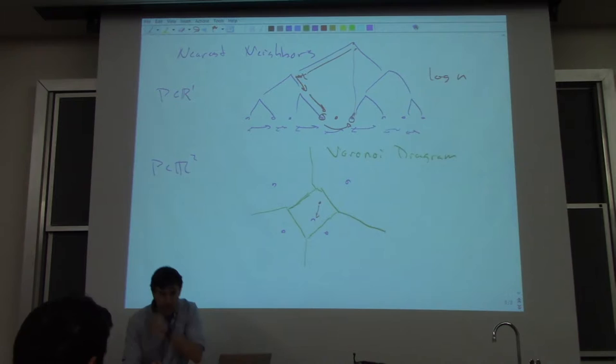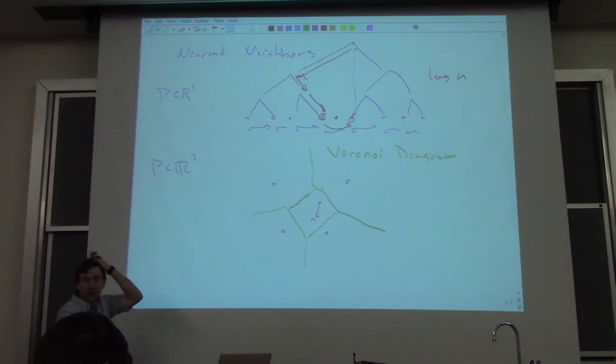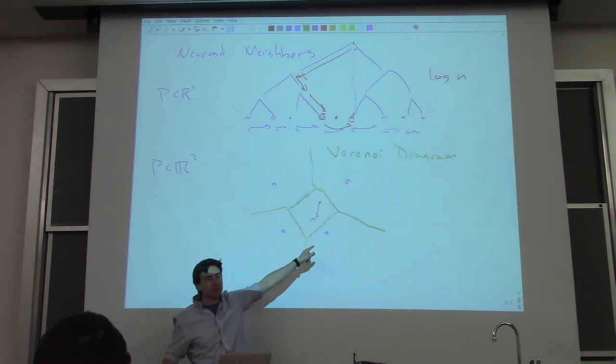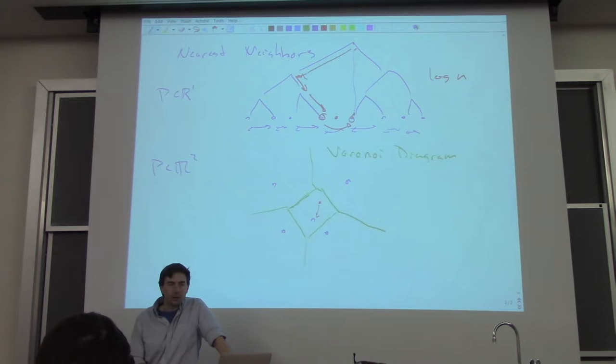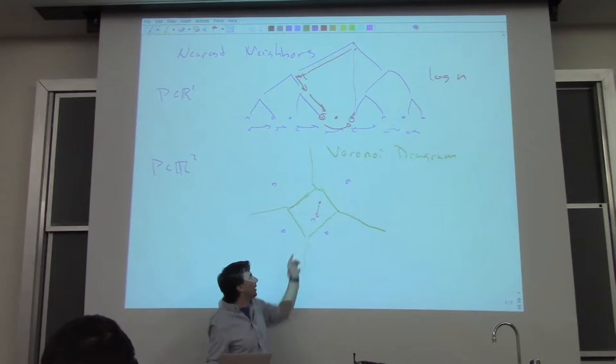And so if I'm asking a nearest neighbor question, I'm really asking about this diagram. I need to be able to figure out which cell of this diagram I'm in. That precisely tells me which is the nearest neighbor. And these lines are bisectors between these points, and you draw them out, and that's how you draw it.